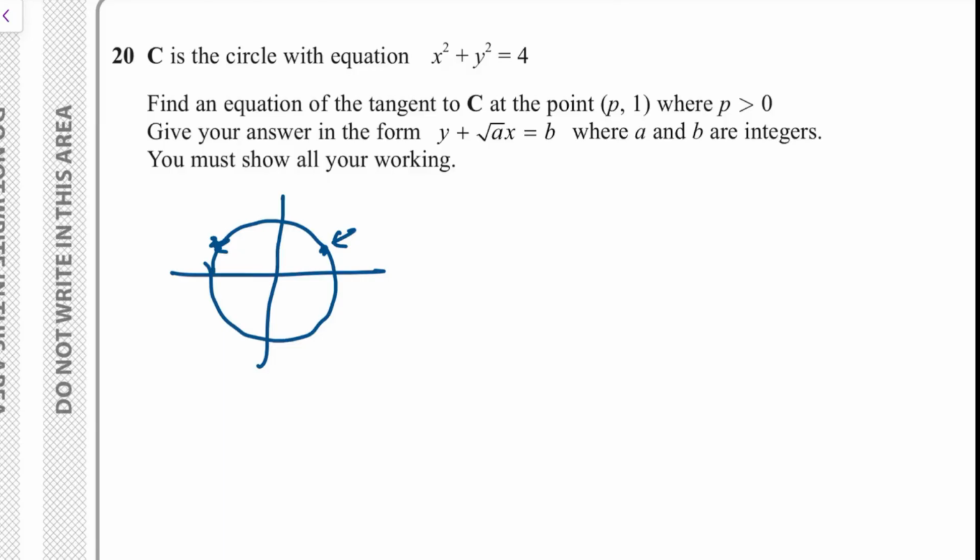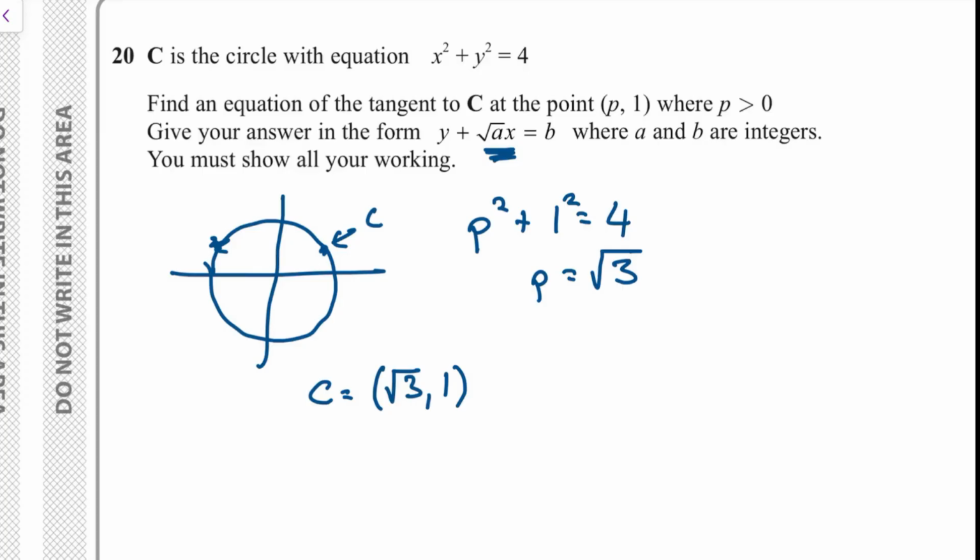Okay, the first thing we're going to do is work out what P is. So P squared plus 1 squared equals 4, which means that P squared equals 4 minus 1, which is 3. Square root of that is the square root of 3. Okay, this makes sense. This is what I've got, a square root of my answer. Right, so therefore I know that this point here, C, is equal to, I'm making a bit of a mess of this, let's write it out. So C is equal to the point root 3, 1.